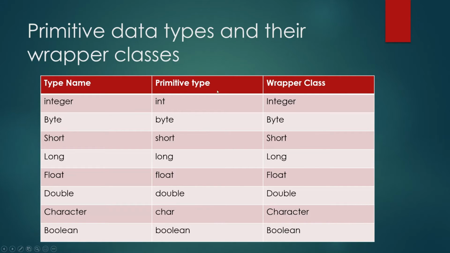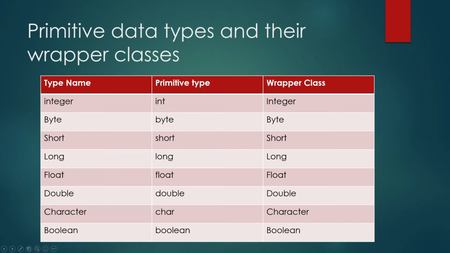And for primitive types, this is how we type them in Java, and that's how we write the wrapper classes. Note that the primitive type and wrapper class are case sensitive. The first letter for wrapper class is always capitalized.